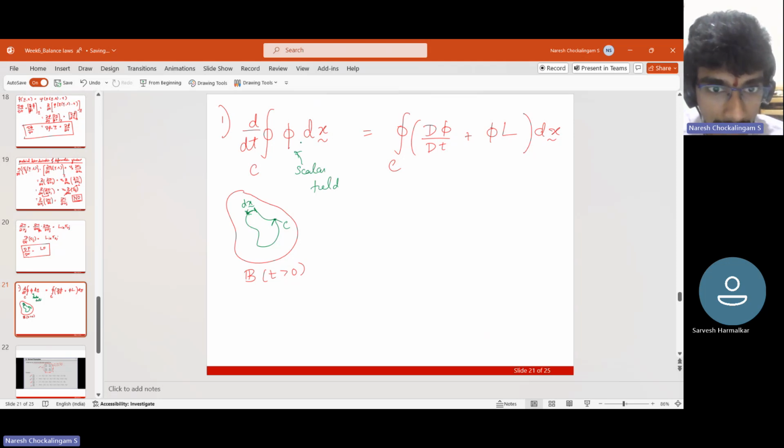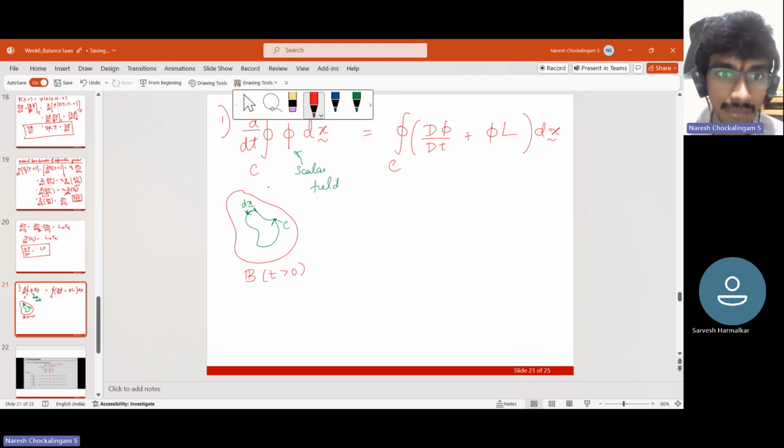So what will be the resultant? Resultant will be a vector, right? This is a scalar field. You're scaling an infinitesimal element by the scalar field value and adding them all up through the curve. And you take its time derivative. So this curve itself is fixed in time, but the body may move in time. So the body can go to some other point like this.